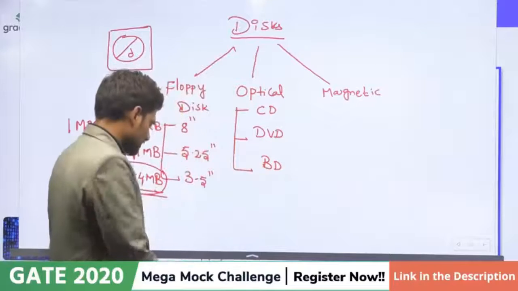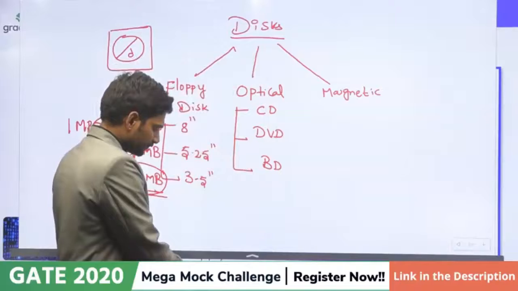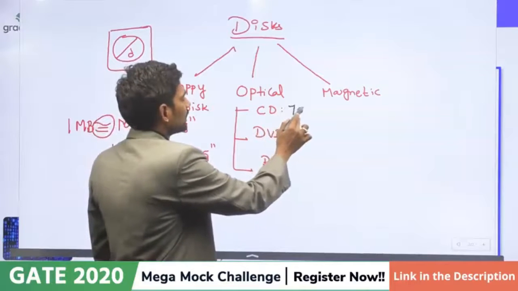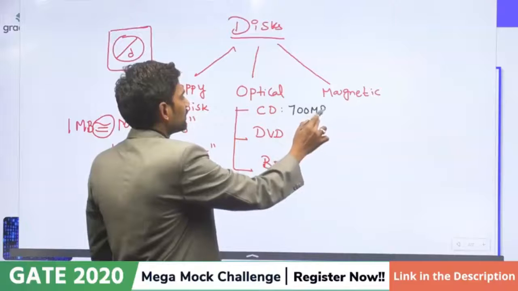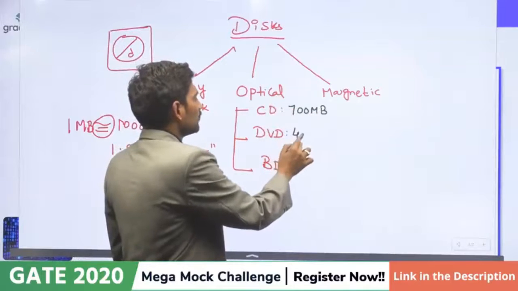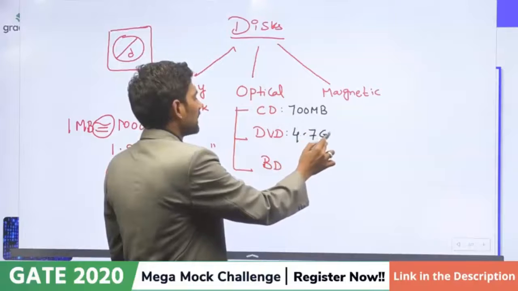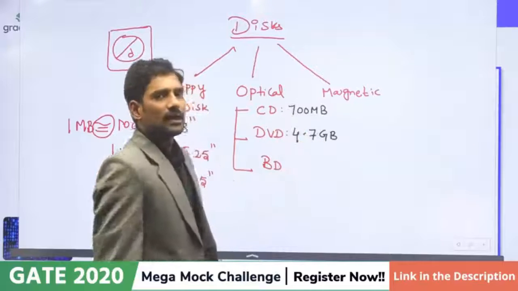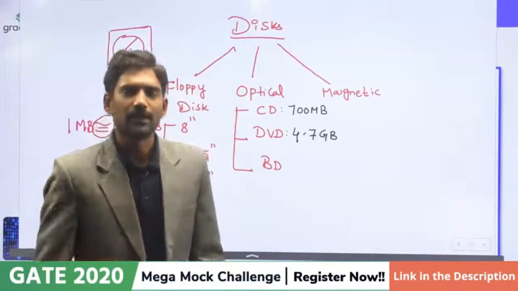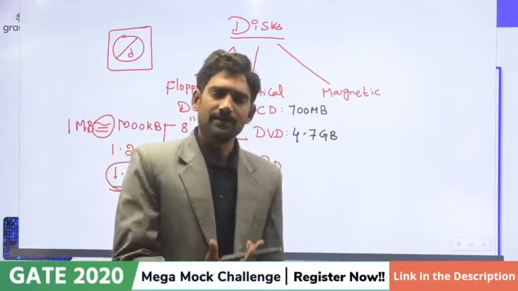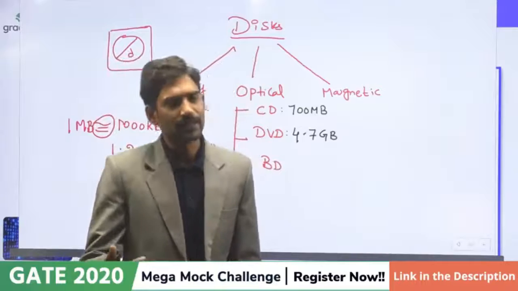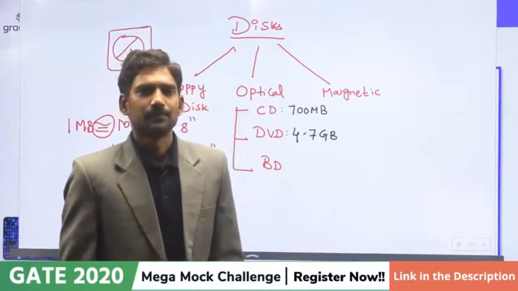And what is the capacity of a CD, guys? The capacity of a CD is 700 MB, and the DVD capacity is 4.7 gigabytes. And Blu-ray discs are available in multiple capacities, like pen drives: 8 GB, 12 GB, 16 GB.